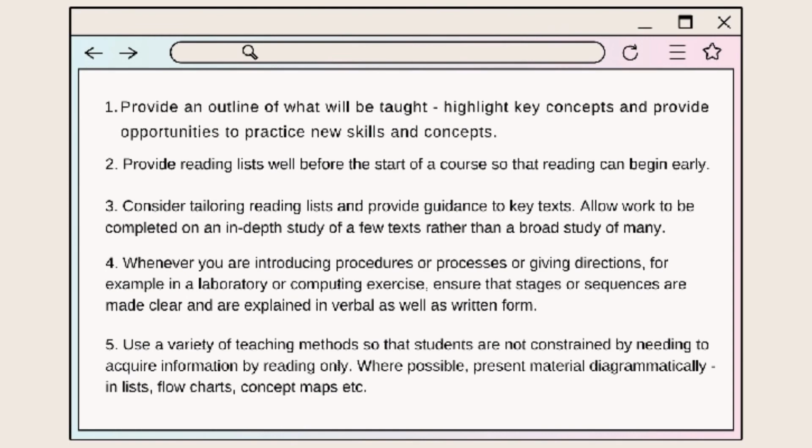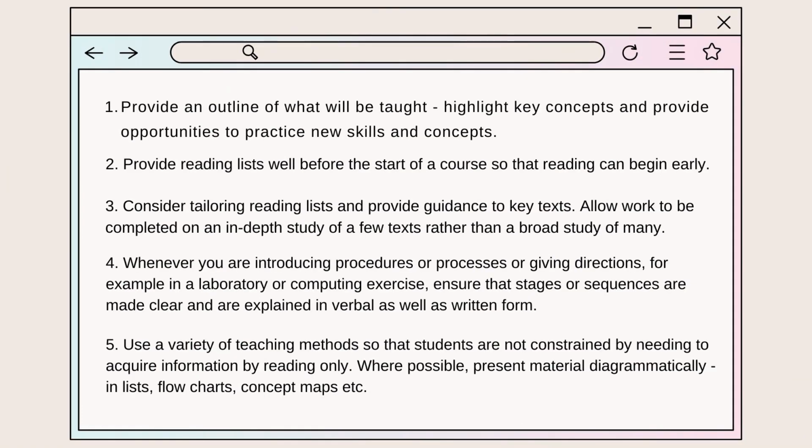Fourth, whether you are introducing procedures or processes or giving directions, for example, in a laboratory or computing exercise, ensure that stages or sequences are made clear and are explained in verbal as well as in written forms. Fifth is use a variety of teaching methods so that students are not constrained by needing to acquire information by reading only. Where possible, present material diagrammatically in lists, flowcharts, concept maps, etc.